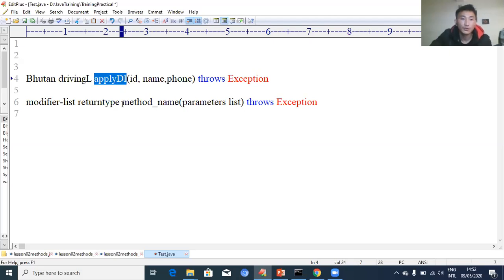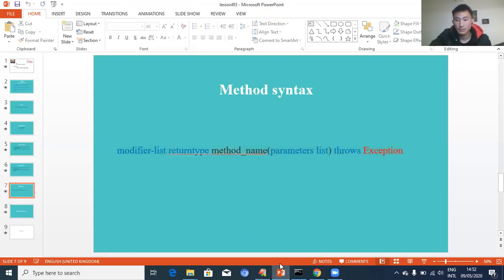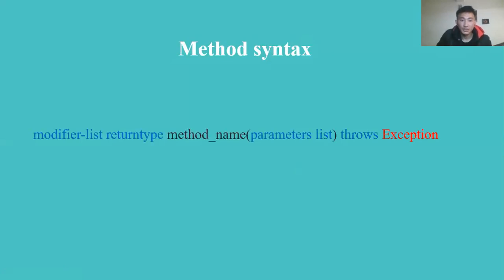applyDL is the method name. Now the parameter list. These parameters are the ID proofs that you have to fill in the form and submit for getting a driving license. And for rejection of your application, you need error handling, that is throws exception. So that's all with the method syntax. I hope you have understood the syntax of the method with this example.